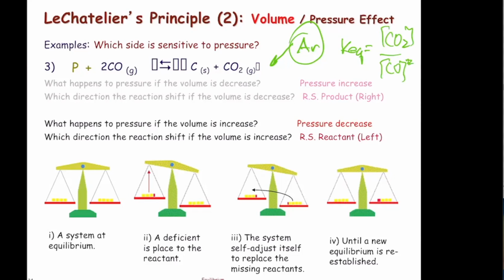If you add a catalyst, nothing's going to happen, because a catalyst is not in the mass action expression. Only chemicals in which the concentration or the partial pressure in the mass action expression changes are going to cause that reaction to shift to the product or the reactant side. Okay, so I hope that that's clear.